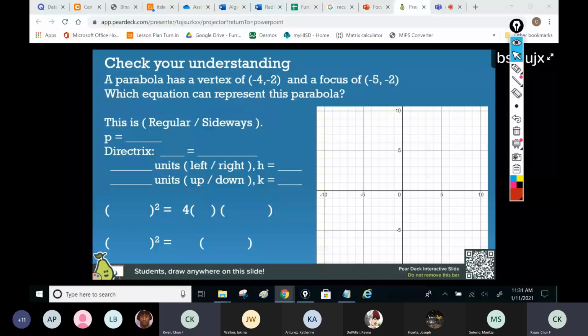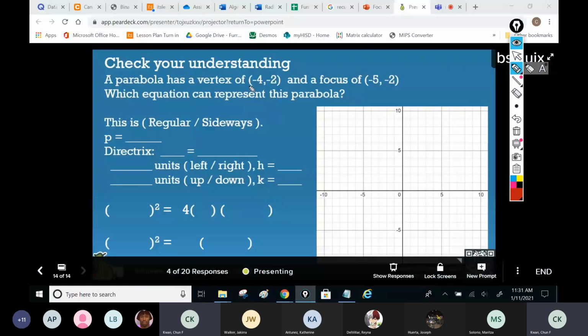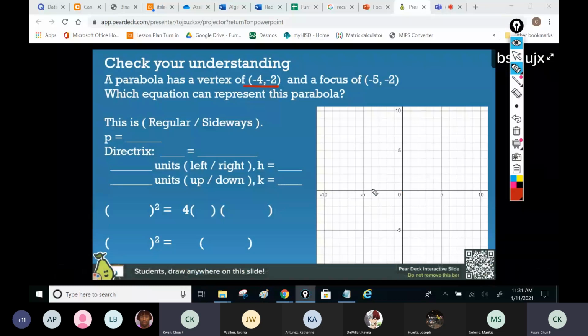All right, let me go over the answers. Vertex is -4, -2. This is the vertex. Focus is -5, -2. So your graph should look something like that. You will have a directrix that is right here. So sideways, P is -1.